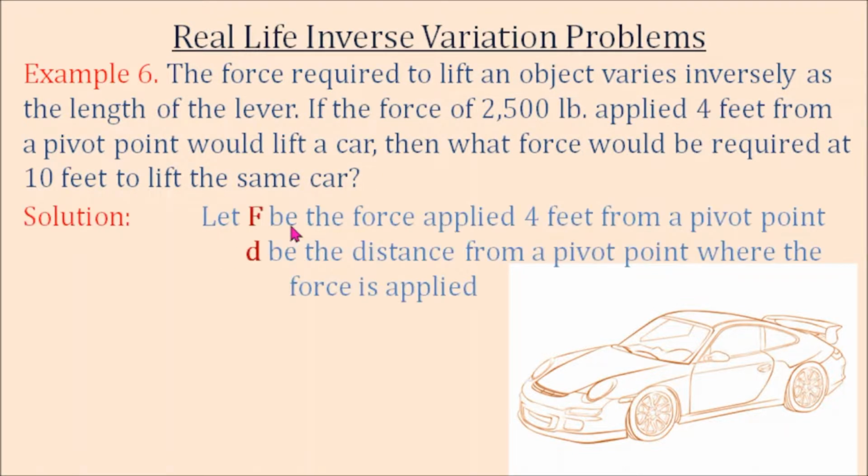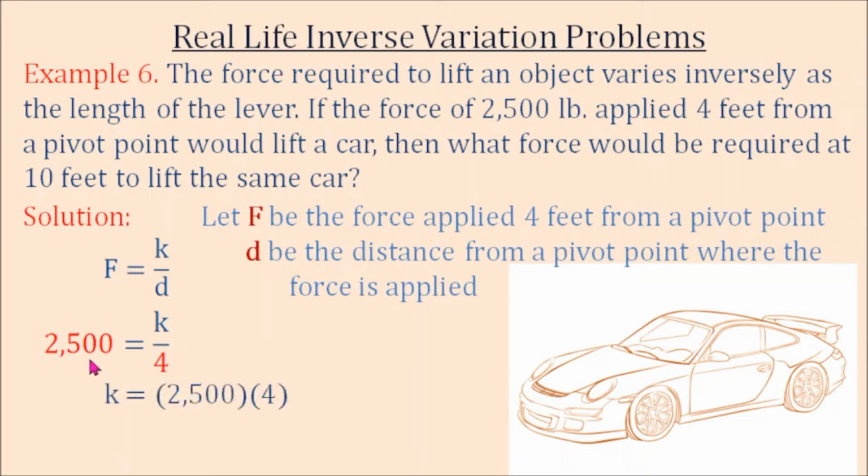First, let F be the force applied 4 feet from a pivot point, and D be the distance from a pivot point where the force is applied. This is our equation. F equals K over D. And to find K, we just multiply F and D. So our F here is 2,500 and our D here is 4. So 4 times 2,500, that's 10,000.